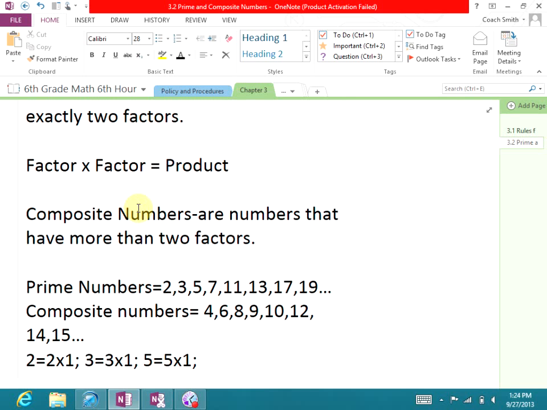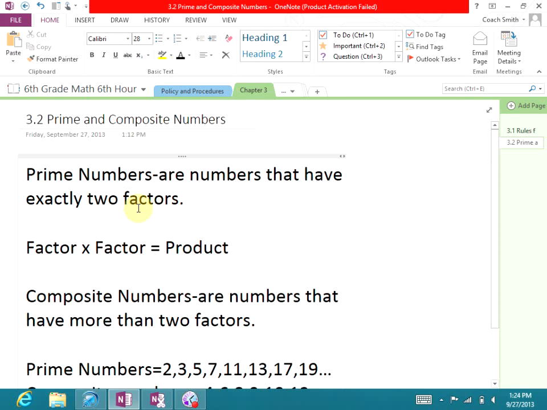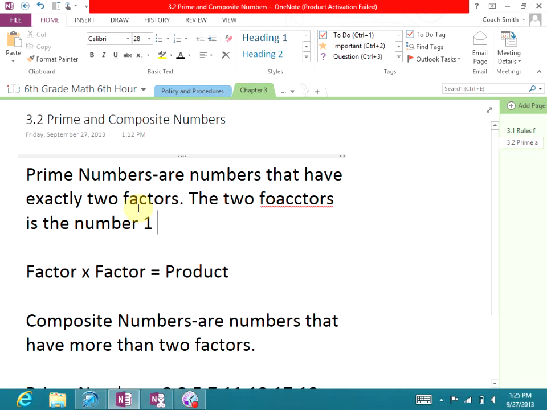Okay, so let's go back up here to our definition. I'm going to add a sentence to the definition. Prime numbers are numbers that have exactly two factors. The two factors are the number 1 and itself. Oh, I got too carried away with my O there, didn't I? To be grammatically correct, I probably need to put "are" there instead of "is." Okay, so that's prime numbers.